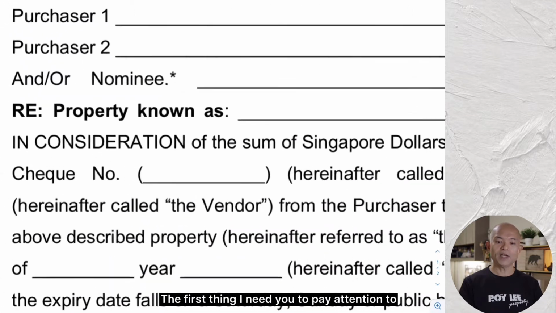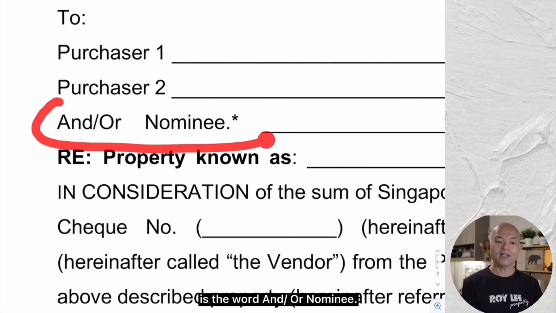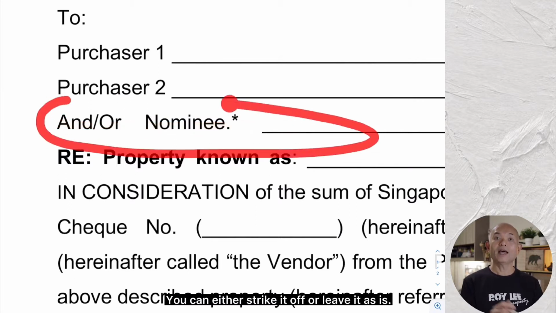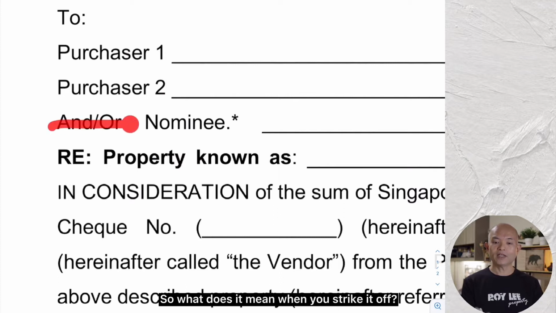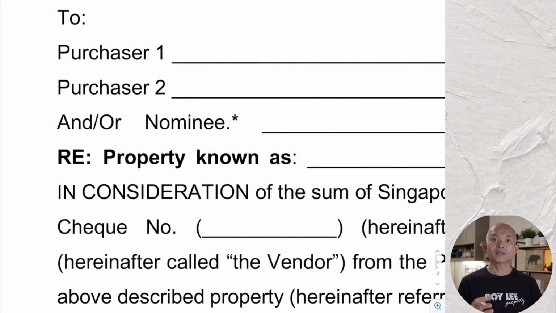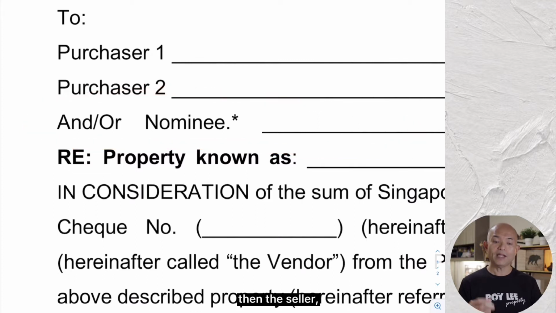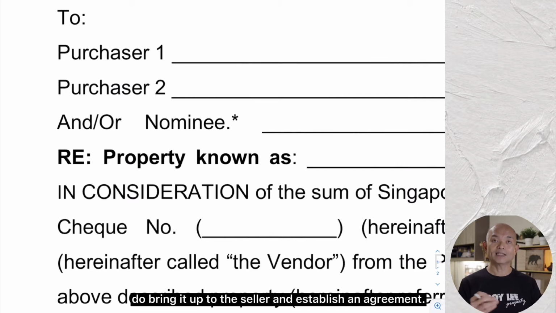The first thing I need you to pay attention to is the word "and or nominee". You can either strike it off or leave it as is. So what does it mean when you strike it off? It means that the names that you indicate here as the purchaser cannot change. And if you leave it as it is over here, then the seller, please beware that you are giving the buyer an option to change the names of the buyer. So for the seller, please take note of this, and for the buyer, if you have such a condition, do bring it up to the seller and establish an agreement.